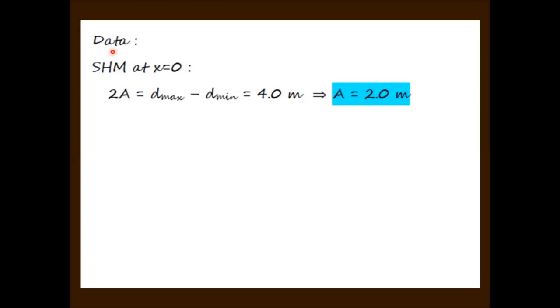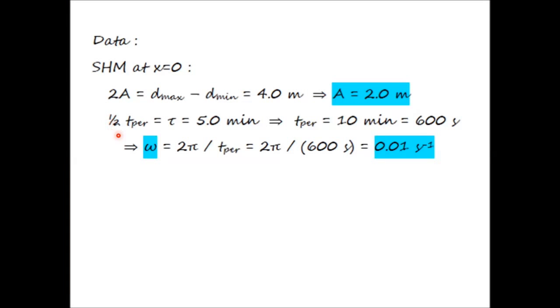So we write all of this under data. We have that twice A is equal to dmax minus dmin, which is given as 4.0 meters. From this we obtain that the amplitude of the sinusoidal wave is 2.0 meters. We then write down that tau, which is equal to 1/2 of the period, is equal to 5 minutes. So then we write down that the period of the sinusoidal wave is 10 minutes, which we translate into seconds. From this parameter, we can obtain our all-important angular frequency omega, and from this we obtain that omega is equal to 0.01 per second.